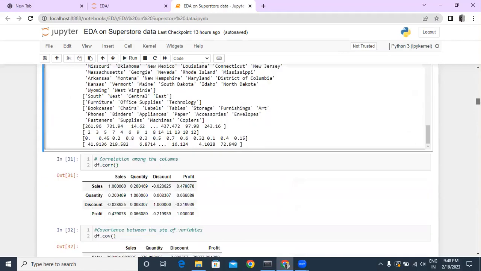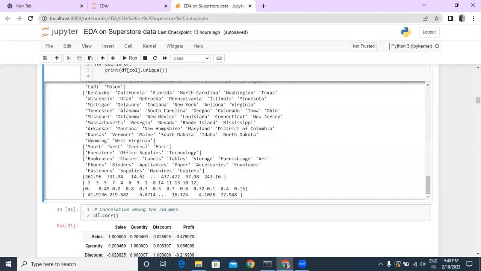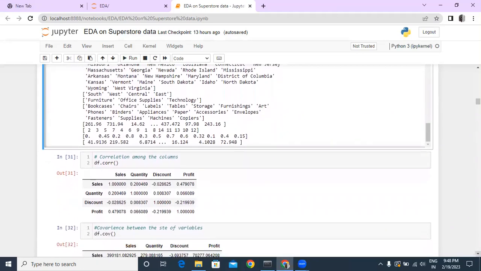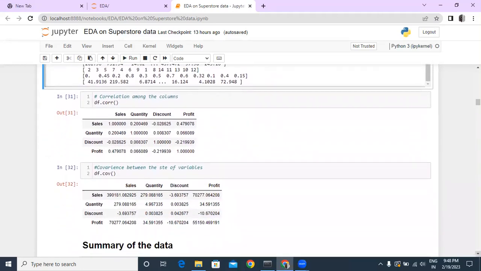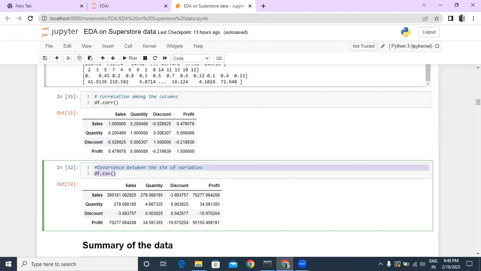Now let's move on further, and we have found out the correlation among the columns, and correlation is telling us there's some negative correlation between some columns and there's some positive correlation. It will only take up the numerical columns. So accordingly we have got the correlation, and next we have found out the covariance. Now let's move on further.